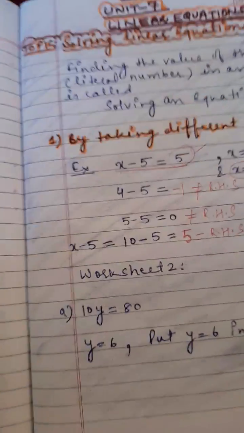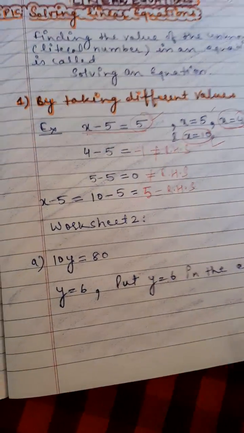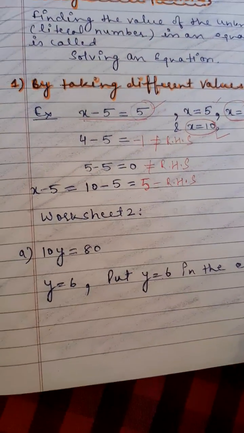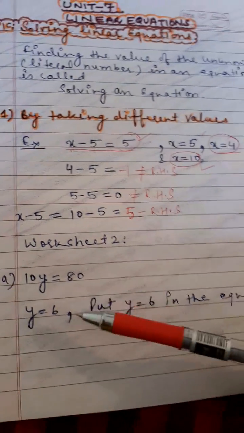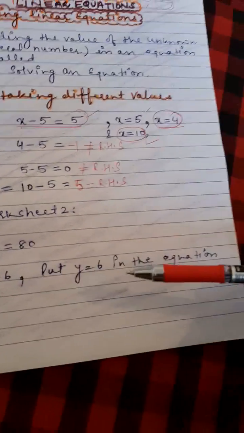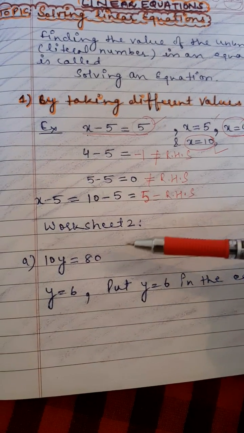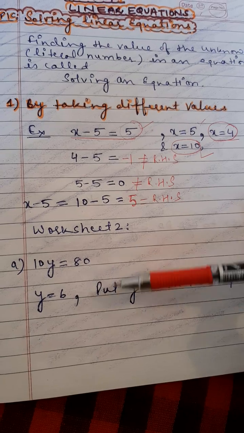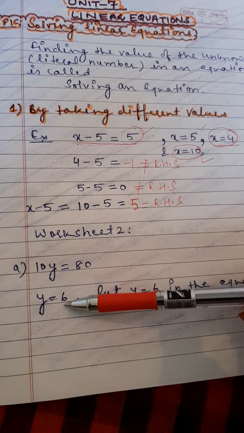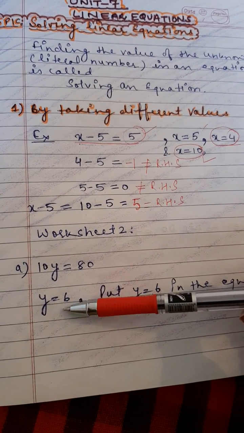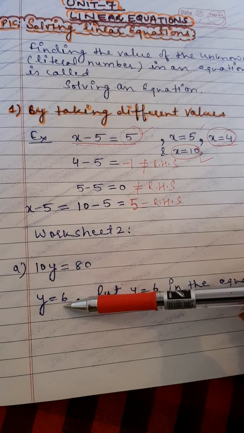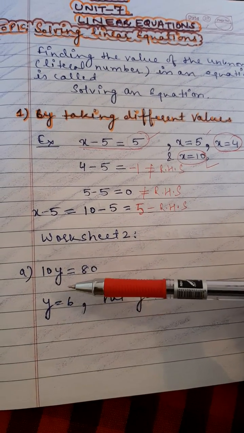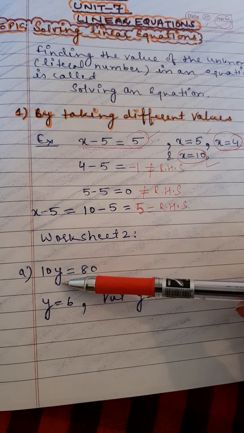Worksheet 2 questions are based on this method. So in the book you will find a table has been made over there, but I am doing it like this. You can check it out from here also. The equation 10y is equals to 80 is given, and the value of the variable is y is equals to 6. Now to check whether this y is equals to 6 is the solution or not, we will put the value of y in this equation.